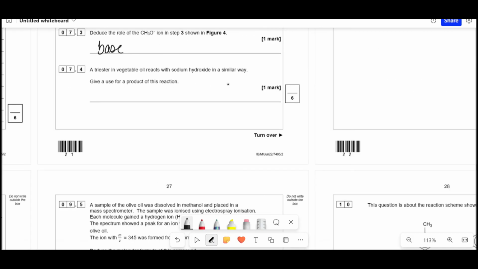A triester in vegetable oil reacts with sodium hydroxide in a similar way. What's a use for the product of this reaction? So what you end up making is a carboxylate salt. And when you have a sodium carboxylate salt from this, it's actually used in soaps. So you made a soap.